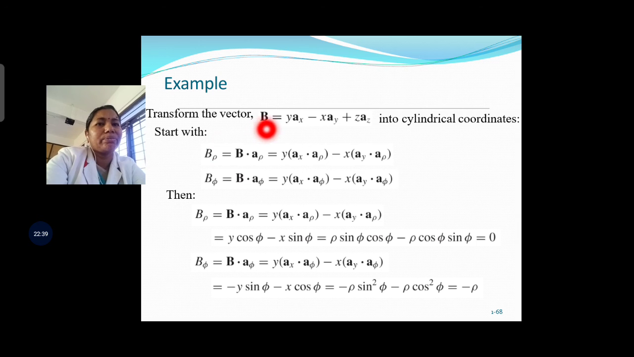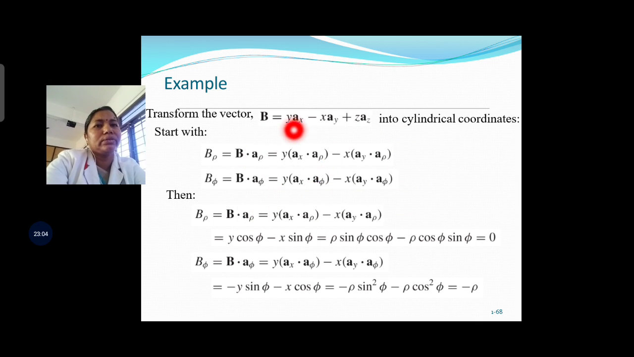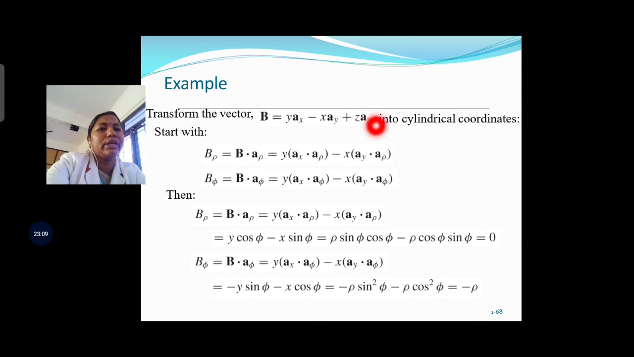So transform the vector B equal to y ax minus x ay plus z az into cylindrical coordinate system. For b rho, we have to multiply with a rho. So here a rho, a phi. a rho means just multiply these things with a rho, then multiply these things with a phi. ax a rho, ay a rho, az also a rho. Likewise here a phi.